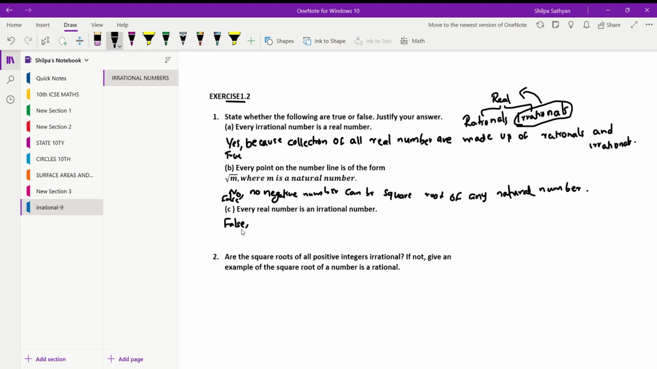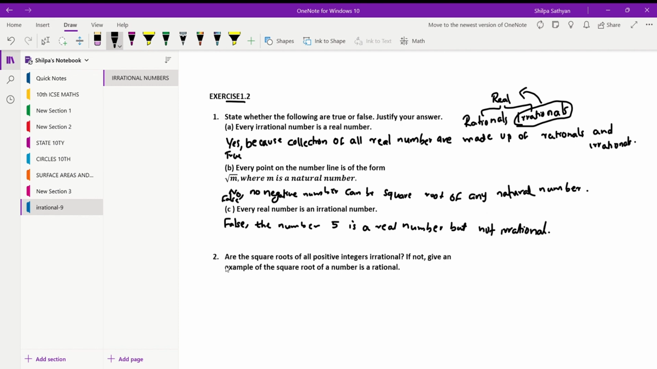So to show it is false, we have to show one example. Every real number, you can choose a real number which is not irrational. So we can say the number 5. Okay, so 5 is a real number but not irrational. Clear?